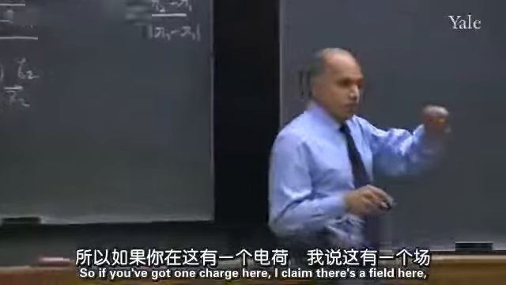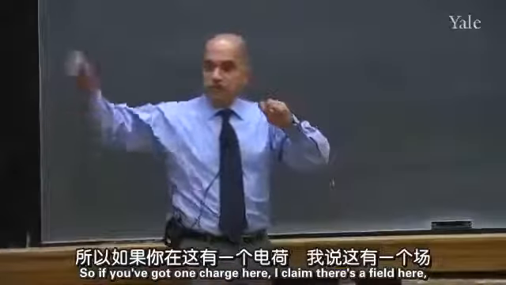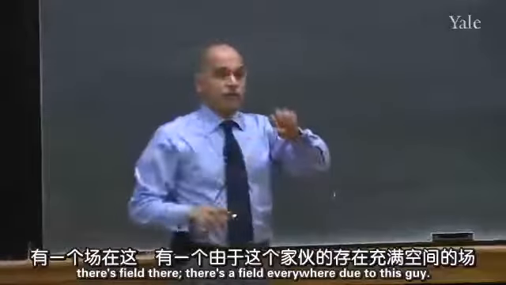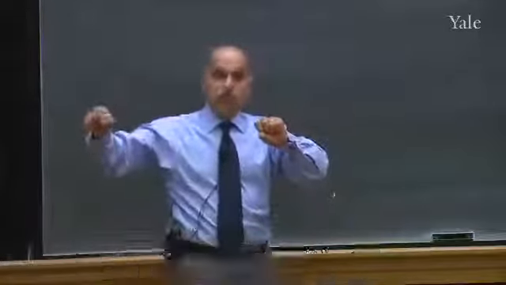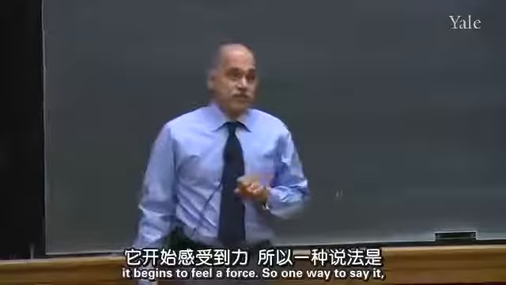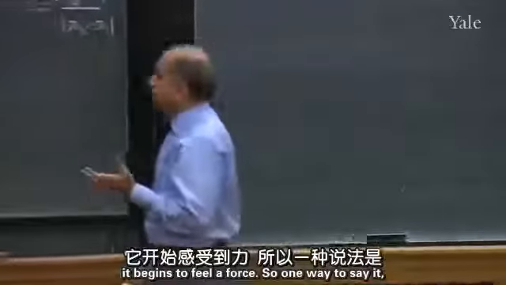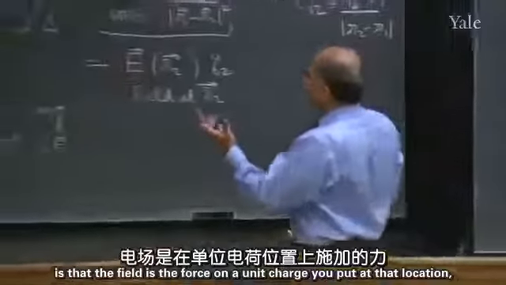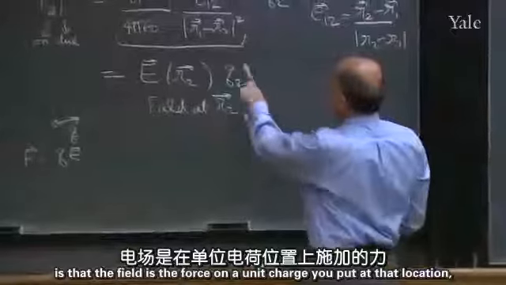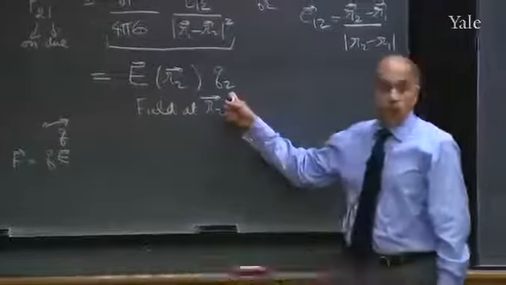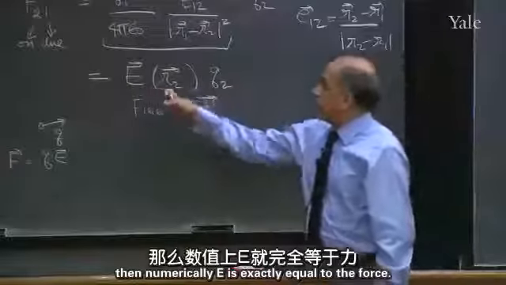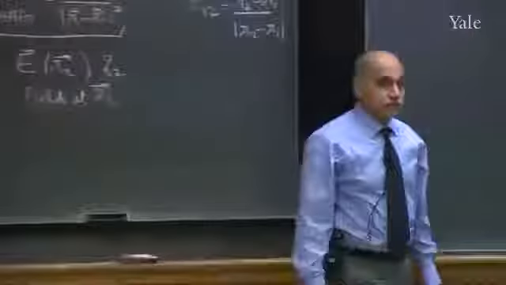So if you've got one charge here, I claim there's a field here, there's a field there, there's a field everywhere due to this guy. How do I know? Because if I put a test charge, it begins to feel a force. So one way to say it is that the field is the force on a unit charge you put at that location. Unit charge, because if Q2 is equal to 1, then numerically E is exactly equal to the force.